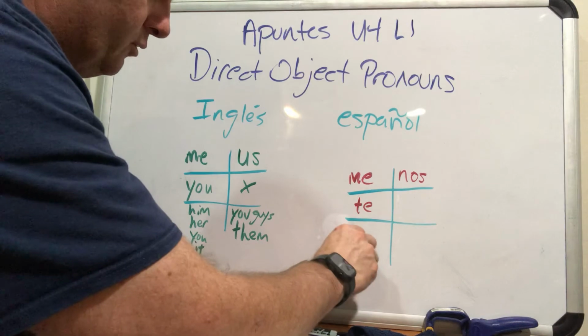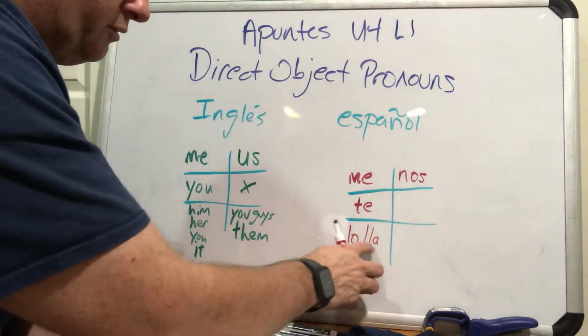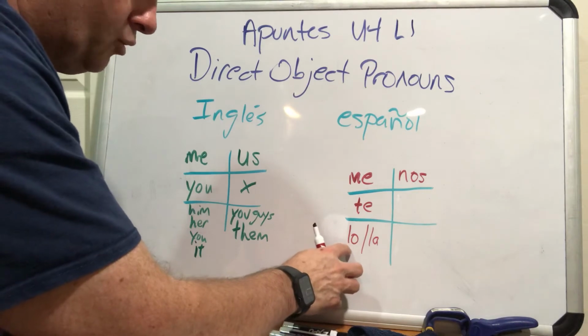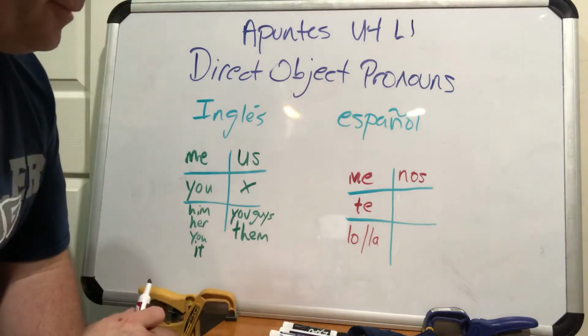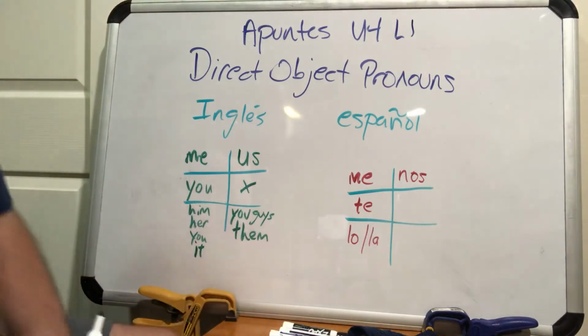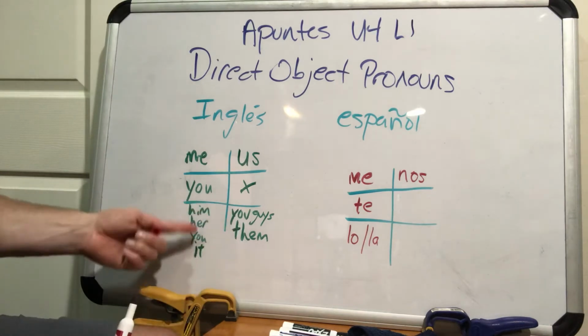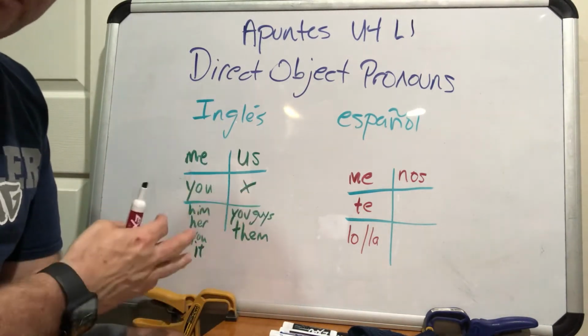It's either going to be lo or la. So again, this can either be him or it, or her or it. Remember, this is masculine, this is feminine. Okay? And again, depending if it's a girl or a boy, they could also be you, but we only have 2 of them there. In English, we have 4 of them, so just lo or la. You just have to decide, is it masculine or is it feminine?